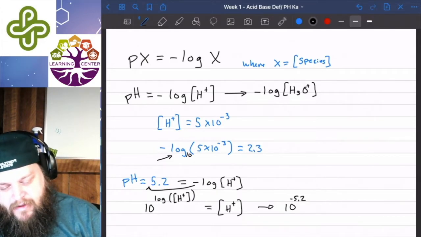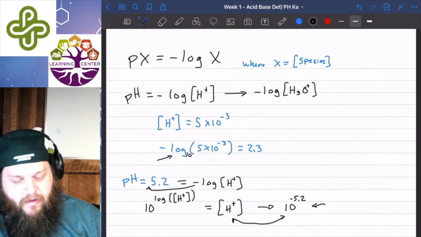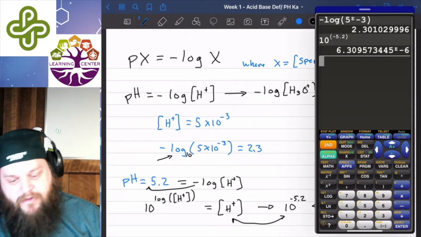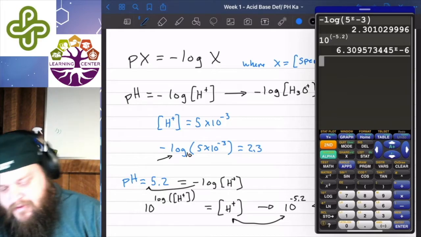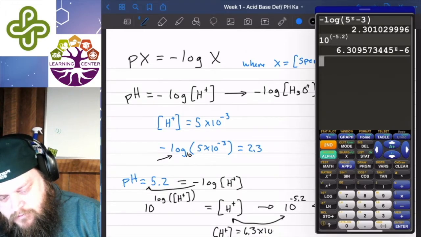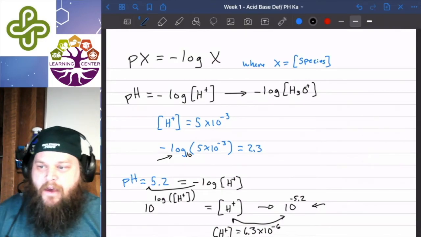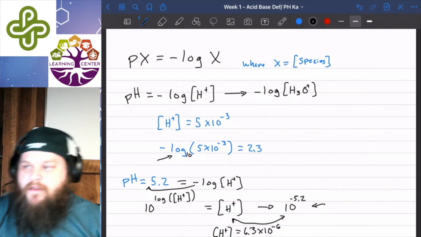So this is a way to calculate what your concentration is if you know the pH, just by plugging this into our calculator. So doing that, 10 to the power of, I should use a parenthesis, negative 5.2 tells me I have a concentration of hydronium of 6.3 times 10 to the negative 6. So it's a way we can go back and forth between concentration and pH values.